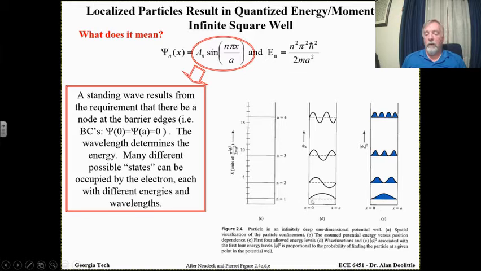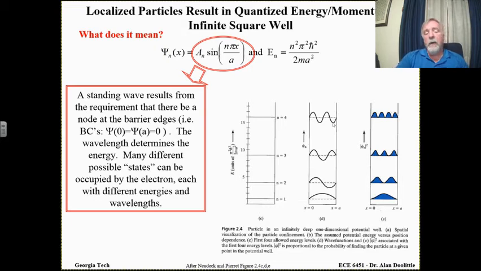It has 1 wavelength, or really kind of half a wavelength. And here it has 2, and here it has 3, and here it has 4. So like 1 bump, 2 bumps, 3 bumps, 4 bumps. And that gives us the energy levels. So that fits in kind of what de Broglie was talking about.